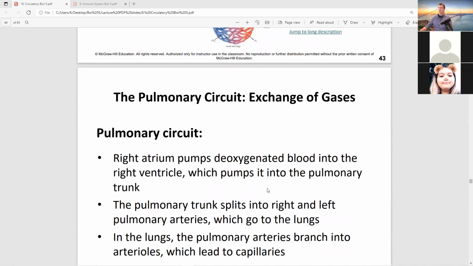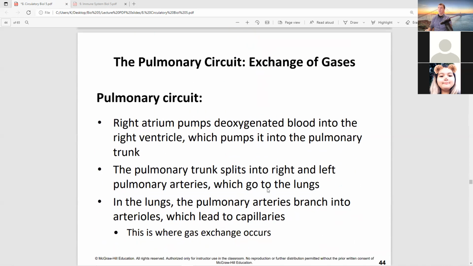So the pulmonary circuit, again, is exchange of gases, oxygen and carbon dioxide. In the pulmonary circuit, the right atrium pumps deoxygenated blood into the right ventricle, which pumps it into the pulmonary trunk. The pulmonary trunk splits into right and left pulmonary arteries, which go to the lungs. In the lungs, the pulmonary arteries branch into arterioles, which lead to capillaries. And so this is where gas exchange occurs, at the capillaries.